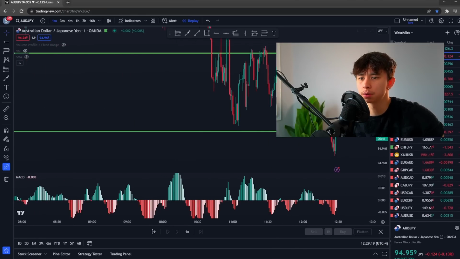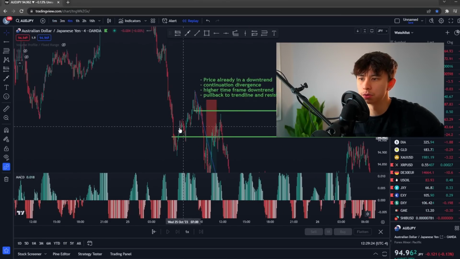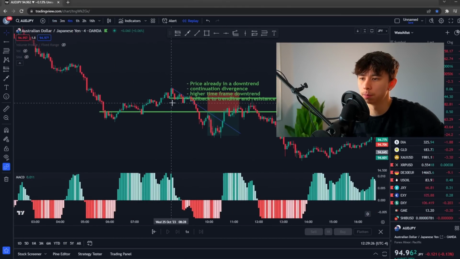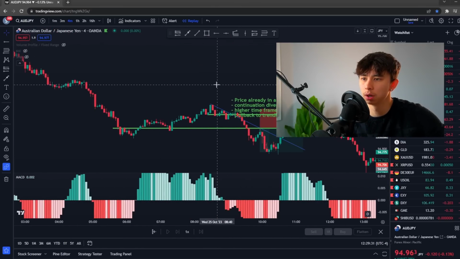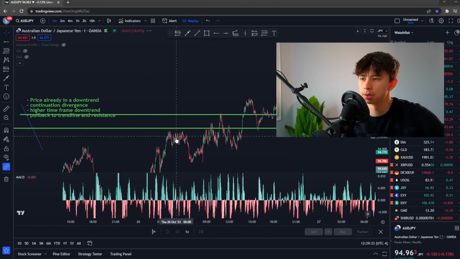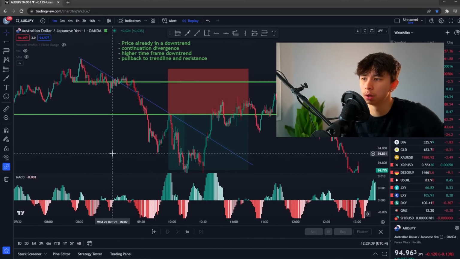Like for example, the other day I took a trade on AUD/JPY. Let me go on the 4 minute here and go back to it. This one was pretty simple as well. On the 1 minute here, we were in a downtrend. On the 4 minute, we were in a downtrend. Let me actually go to the 1 minute and see if we can go back here. We had price going in a downtrend on the 1 minute.